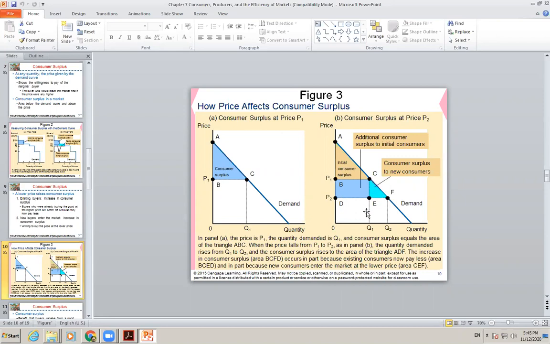So the total consumer surplus will be B, C, F, D. And the consumer surplus for the new customer who enters the market will be this triangle. But the total will be this part.